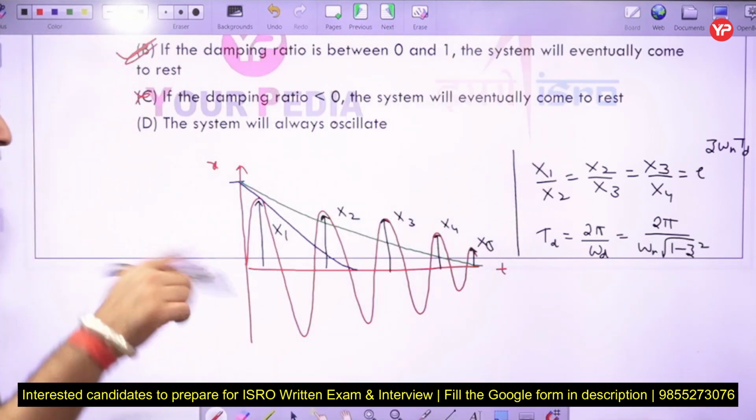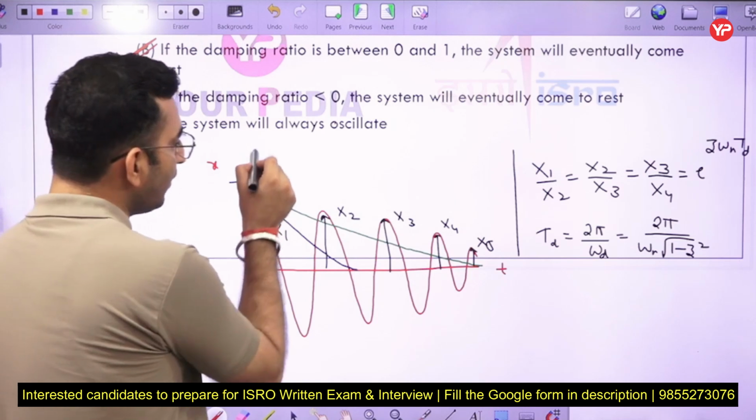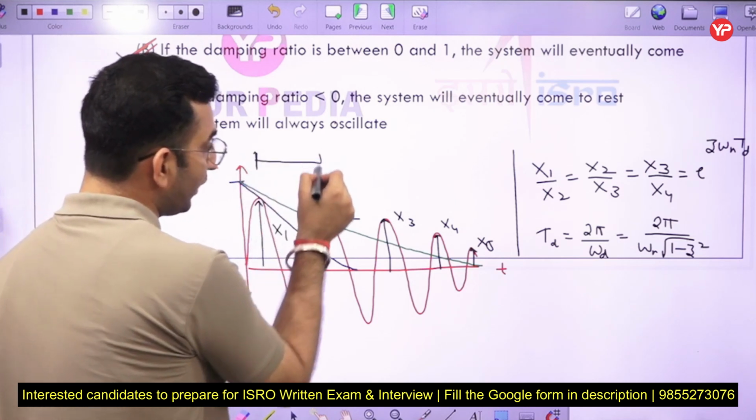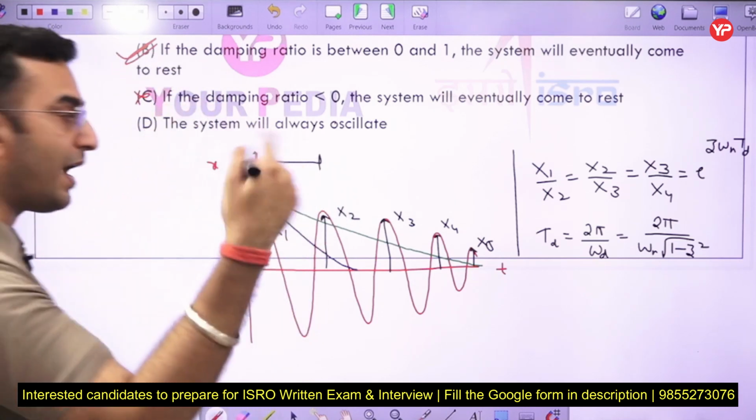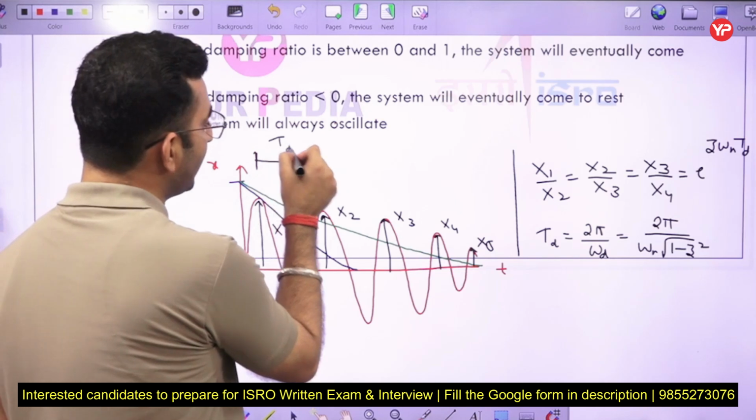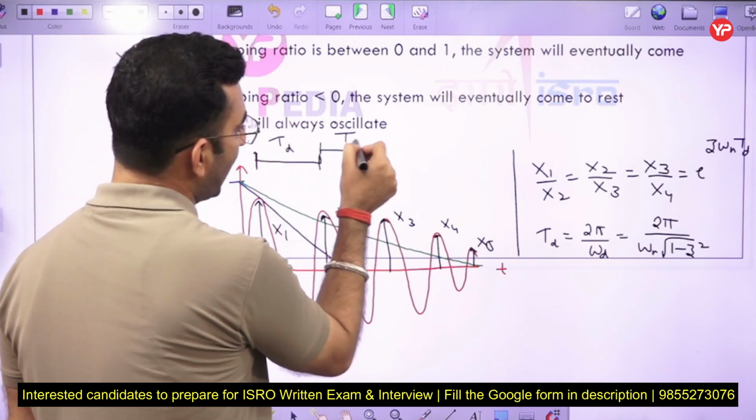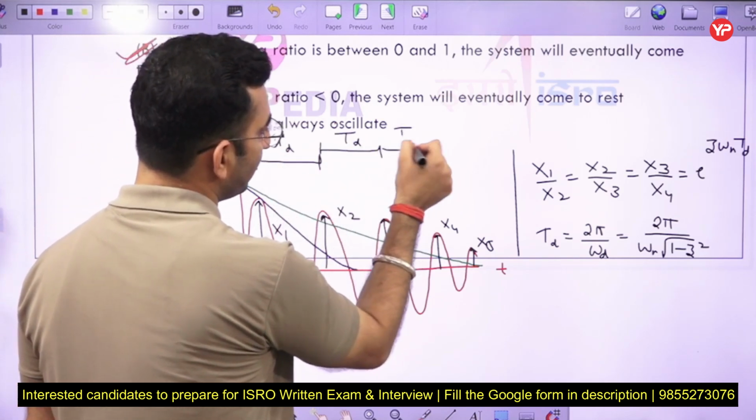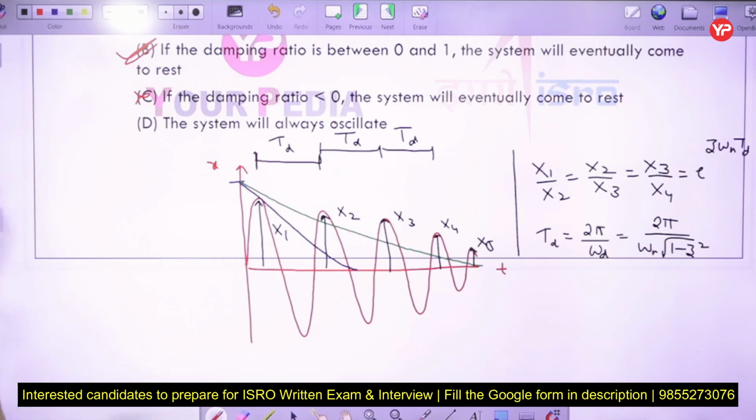Correspondingly, the time taken to complete one damped cycle is equal to the damped time period. The time is going to remain the same. Just remember that part. So in this case, option number B will be the correct answer here. Okay. Now the next part.